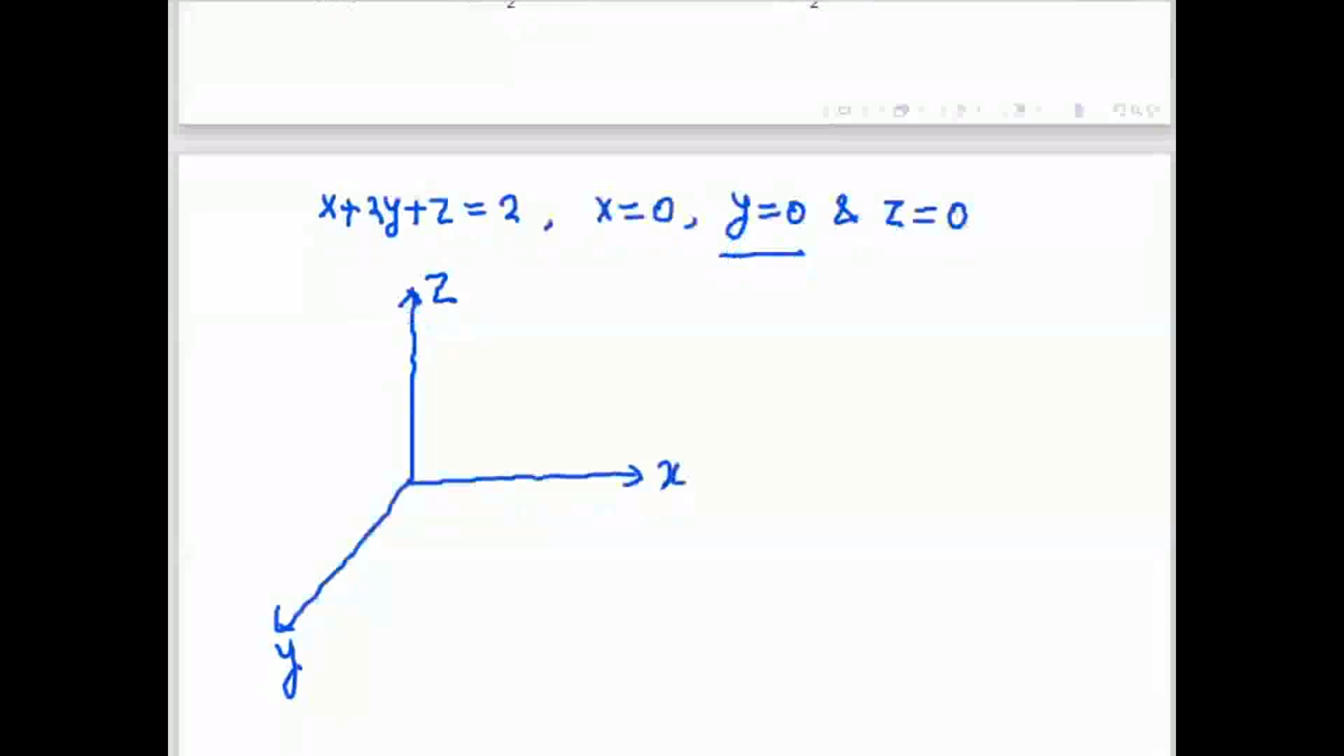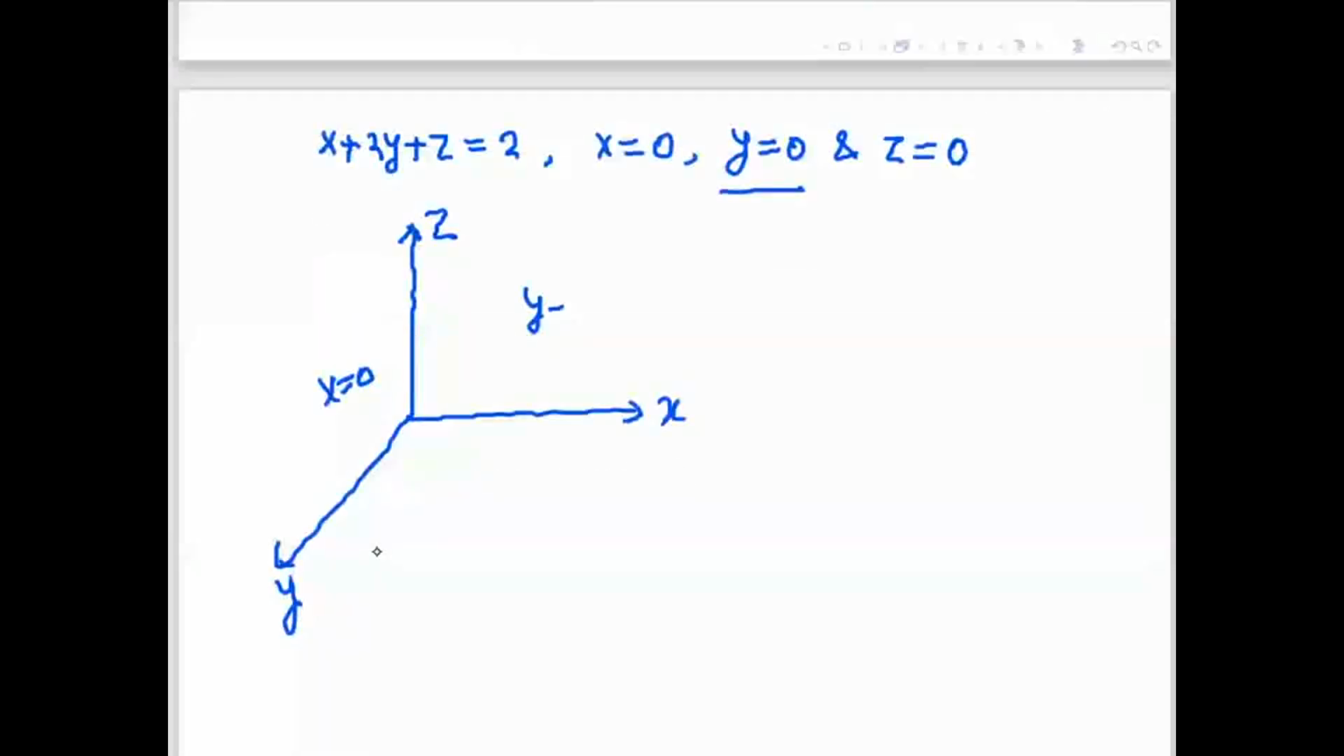So x equal to 0 is yz plane, that means this is x equal to 0. Y equal to 0 is zx plane, this is y equal to 0, and z equal to 0 is xy plane.